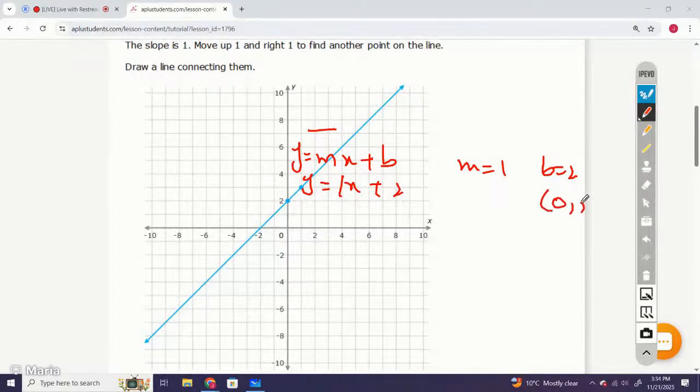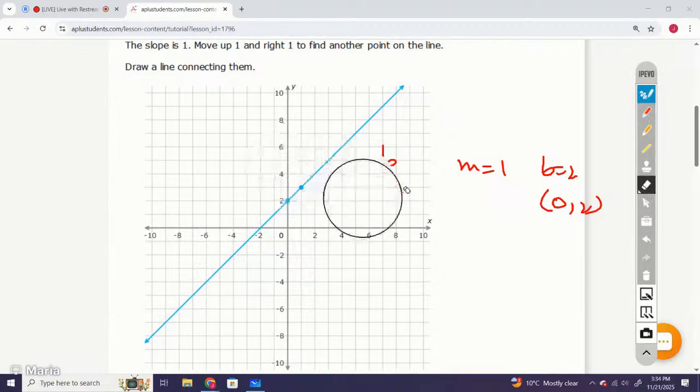B is 2 means x is 0, y is 2. Here is the point x is 0, y is 2, okay? Then you move up 1 point and right 1 point, so we have another point. Just join these 2 points and make a line. That is the easiest way to plot the equations, right?